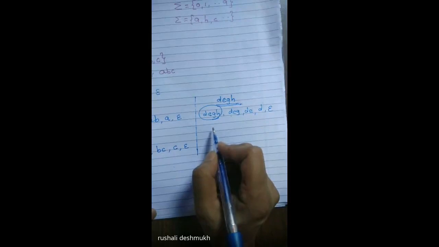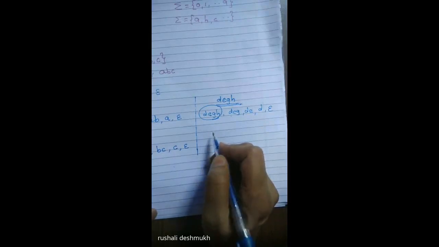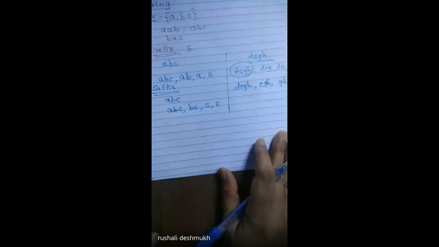Similarly, find the suffixes of this string. Suffixes: DEGH, yes. EGH, yes. GH, yes. H, and epsilon. Okay, correct. So this is about proper prefixes and suffixes.